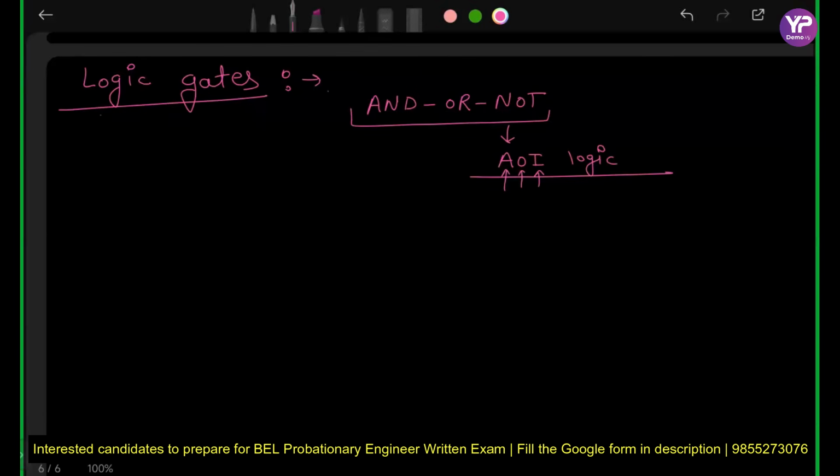I am discussing every gate individually, but sometimes he gives you the name. AOI stands for AND, OR, inverter. Remember, these are the three basic gates: AND, OR, and NOT. After that we have two more gates, NAND gate and NOR gate. These two gates are generally called universal gates.